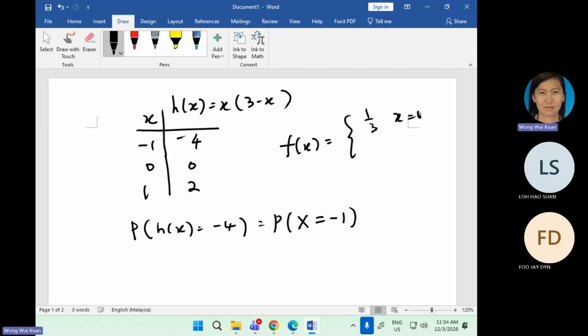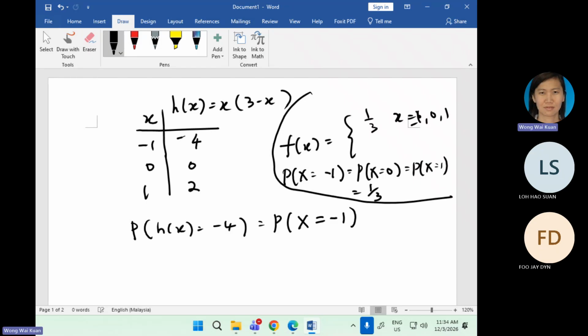1/3, x takes value -1, 0, and 1. This means probability of x equals -1 equals probability of x equals 0 equals probability of x equals 1, and they are 1/3. This is the meaning of this function. Is it okay?